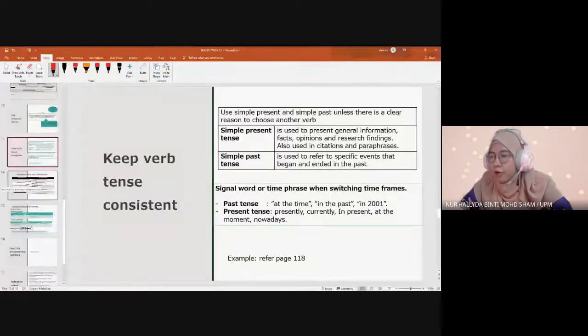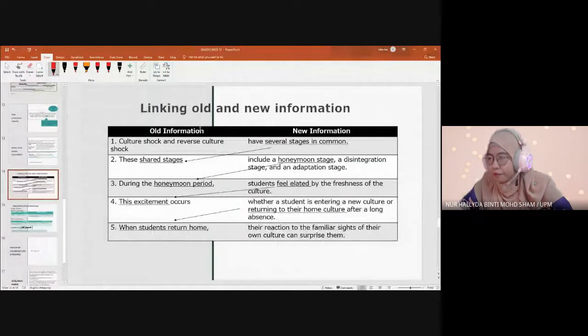Alright. Now next one, I think this one, the last technique. Link old and new information. Old and new here means first sentence, second, every sentence. Setiap ayat awak, it is tied together. Okay, for example, if you look at the screen, we have 5 sentences. All of these sentences are related to each other and they are basically from the same paragraph. Okay, but we separate to show you old and new. For example, culture shock and reverse culture shock have several stages in common. Nak cakap pasal culture shock and reverse culture shock.